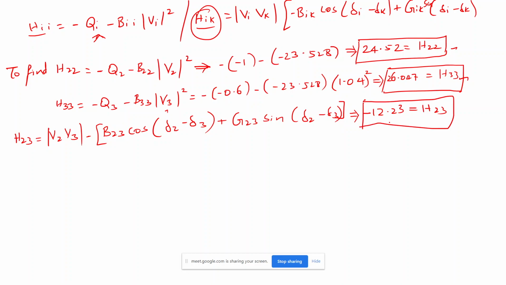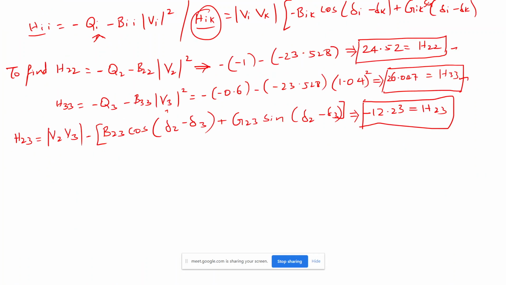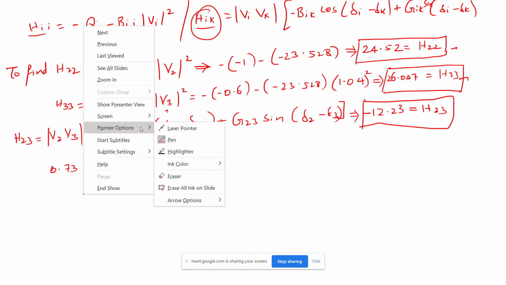And finally we need to find out, so all the H values I got. So what I can do is I can get this matrix filled easily. Later I will come to this del Q2. First we will complete del P2 and del P3. Okay. So I'll write here only. I know what is my del P2. Del P2 value is 0.73. I am writing directly. Otherwise I need to write the equation.